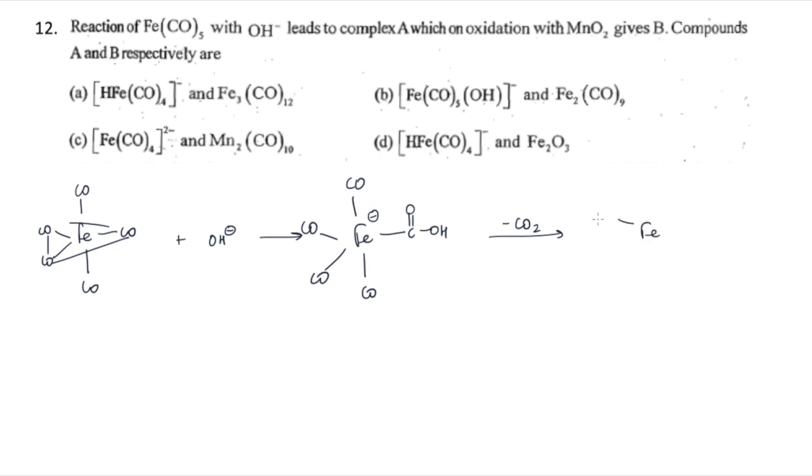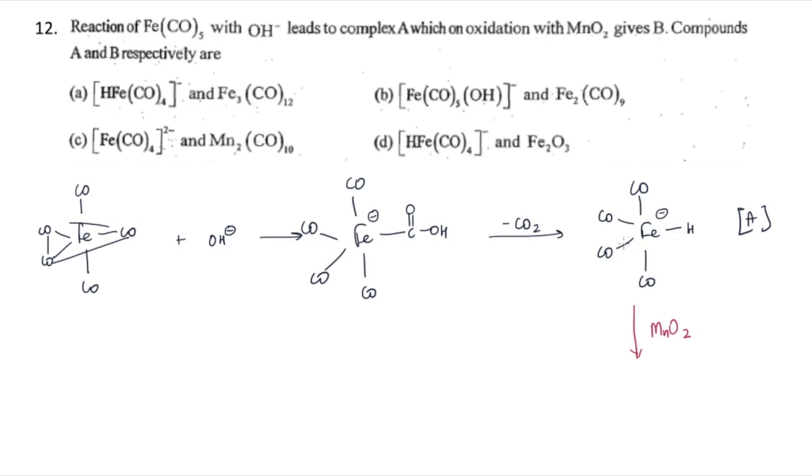So Fe, you will have CO4, and a metal-hydrogen bond will be formed with a negative charge on the metal. That means the first product which will be formed is HFe(CO)4 minus. This is going to be your compound A. Now you are going to treat this molecule with your oxidizing agent, MnO2. So what is going to happen? Now with each iron there are 1, 2, 3, 4 carbonyls.